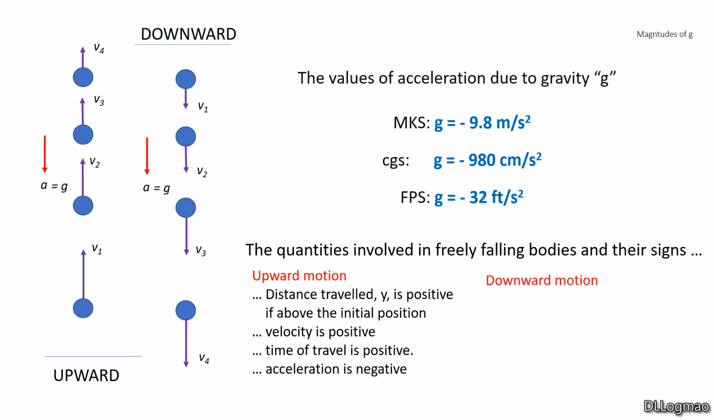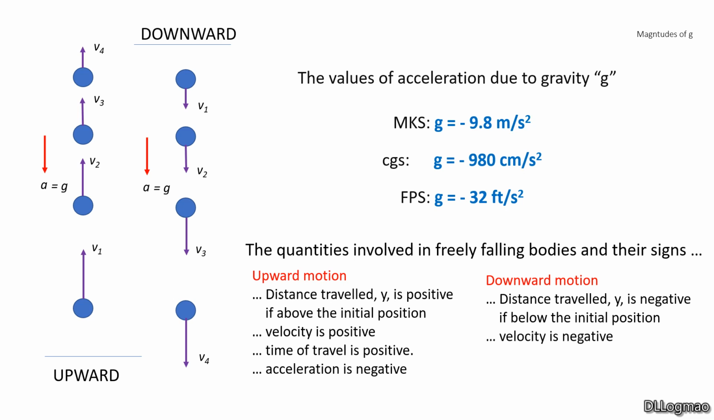For a freely falling body while moving downward, the distance traveled y is negative if below the initial position. The velocity is negative. The time of travel is positive. And the acceleration due to gravity is negative.